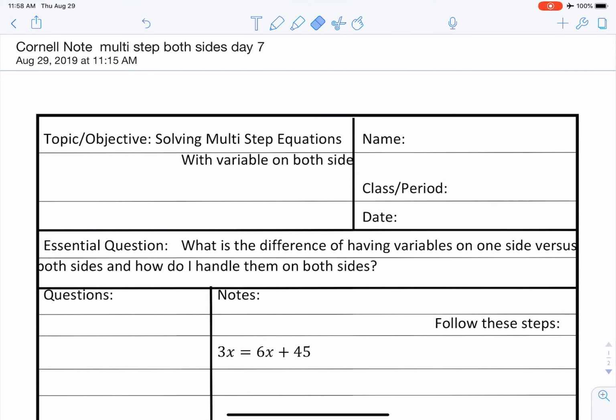Welcome back, students. Today we're going to be solving multi-step equations with the variable on both sides of our equation.